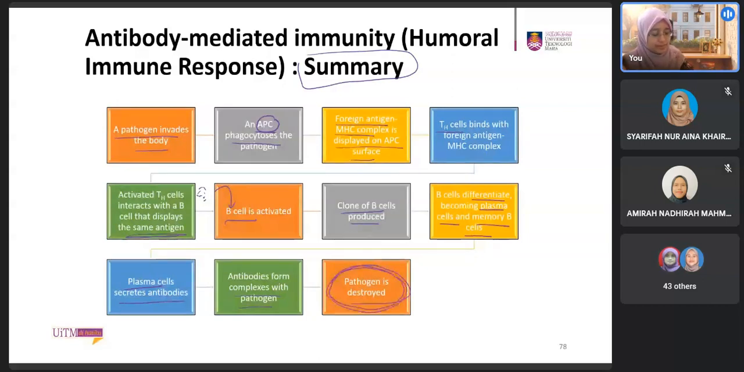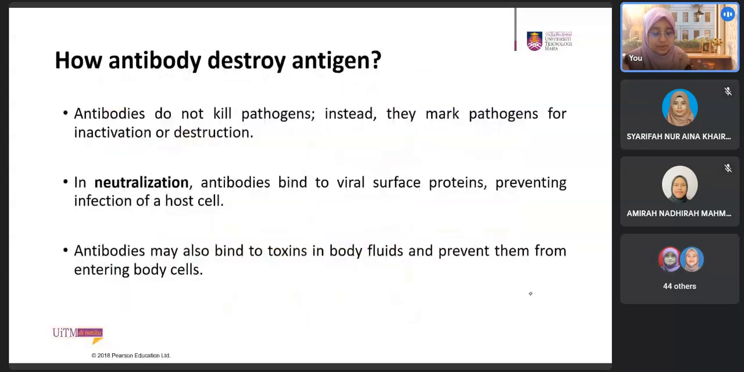Because antibody is not an enzyme, right? It is not a phagocytic cell. So there are ways for the antibody to destroy the pathogen. Now we are going to look at how the antibody destroys the antigen. As I said earlier, the antibody does not kill the pathogen. It is not an enzyme, it is not a pathogen, it is a protein molecule, shaped like this, for example. So the antibody will not kill the pathogen. Instead, it marks the pathogen for inactivation or destruction.